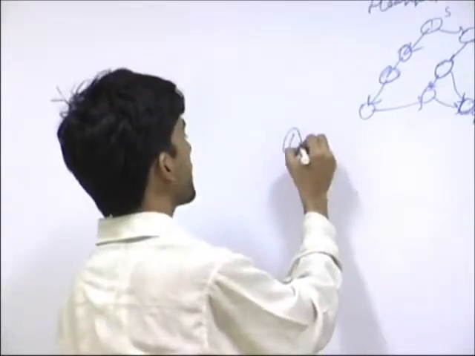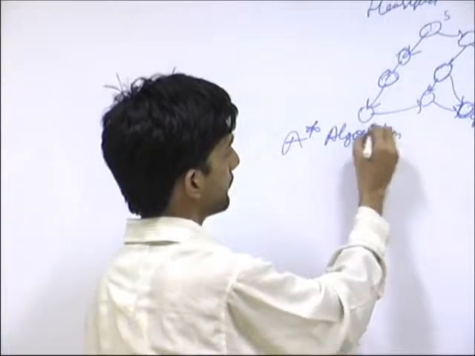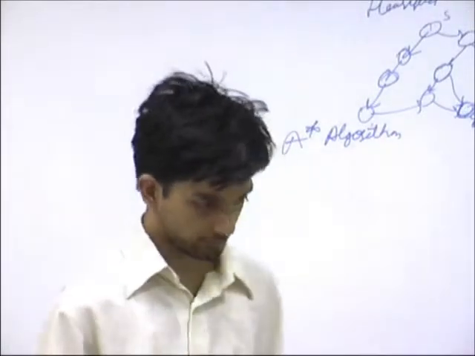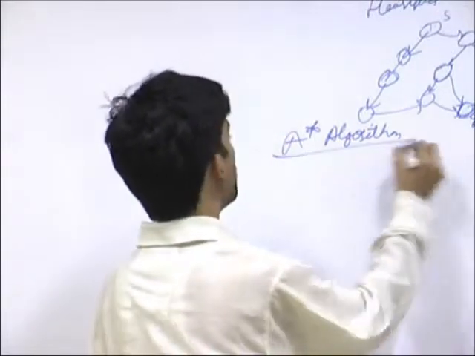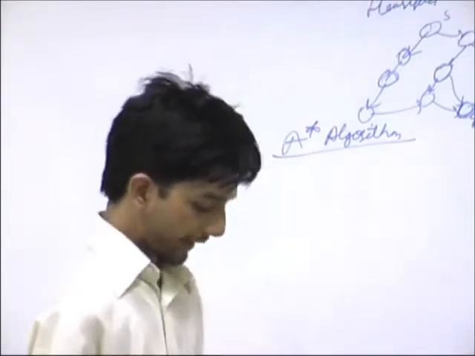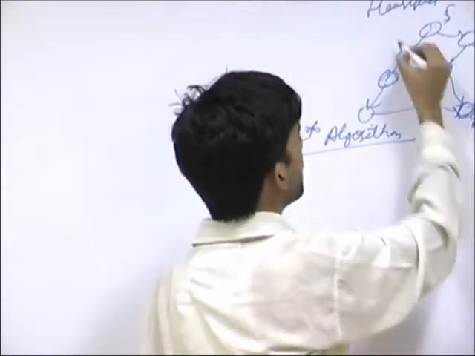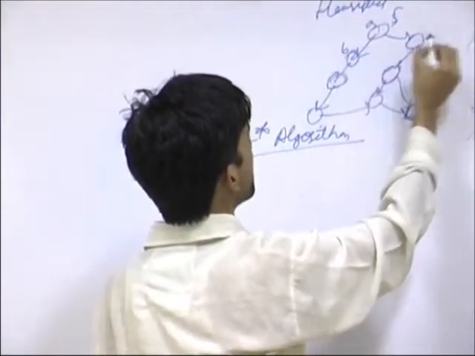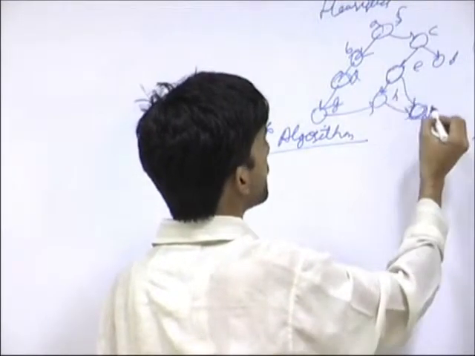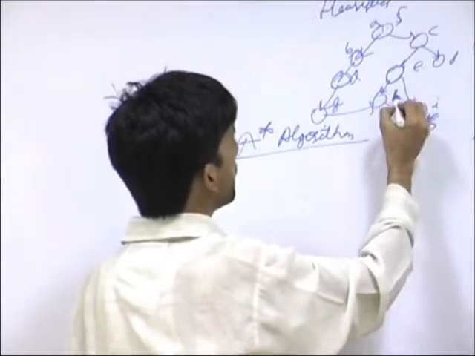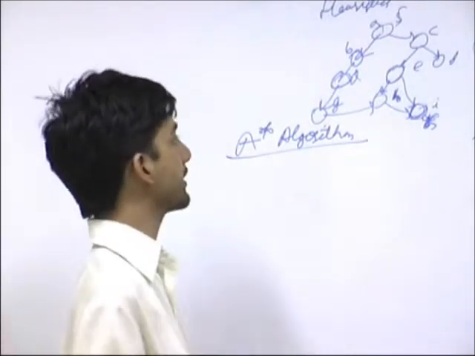The next one I discuss is the A star algorithm. Again, this is a graph search algorithm. So we've got a source, we've got a goal, we've got all these vertices A, B, C, D, E, F, G, H, I. You've got all these vertices.